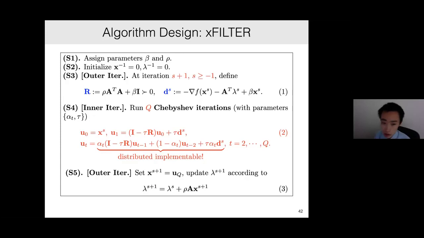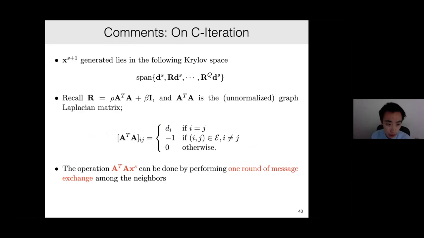Here there are two things I want to comment. The first is on the inner Chebyshev iteration. The Chebyshev iteration generates iterates that lie in the following Krylov space, which basically only involves products of R and D, and there is no inverse of R. Recall R is A times A transpose times A; basically it is a graph Laplacian matrix. So the inverse of A transpose times A is not distributed implementable, but the product of A transpose times A times X can be done by performing one round of message exchange. Why is that? Because this is essentially each agent's current value times its degree minus all of its neighbors' information. So this can be done by one round of communication, exchanging messages with all its neighbors.